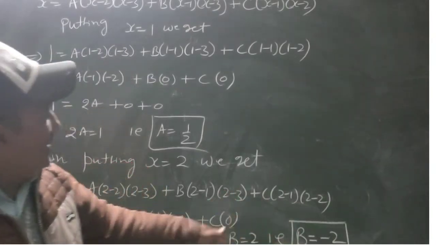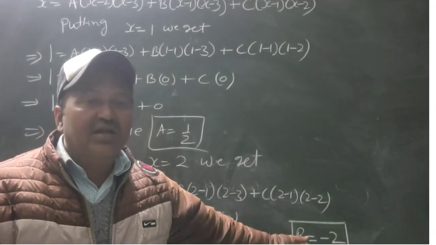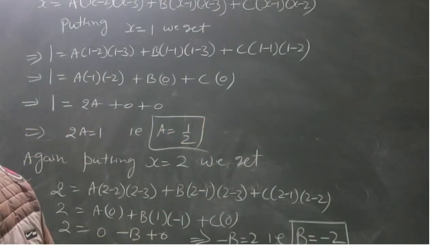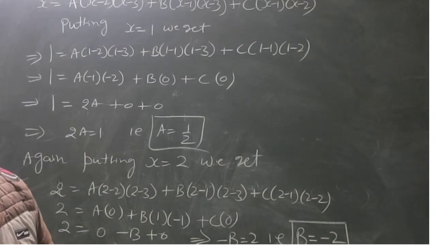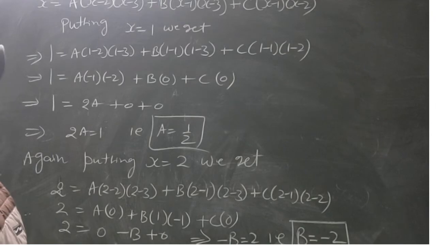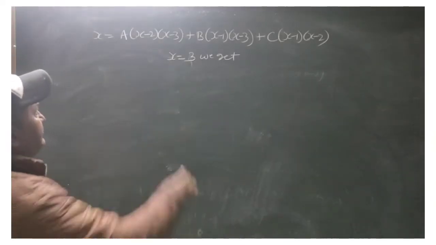In this way, we have found the value of A, that is 1 by 2, and the value of B, that is minus 2, of this question. Now let us find the value of capital C, and that can be calculated by putting x is equal to 3.